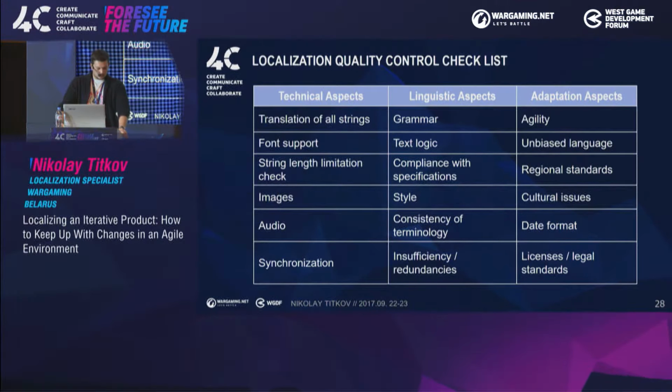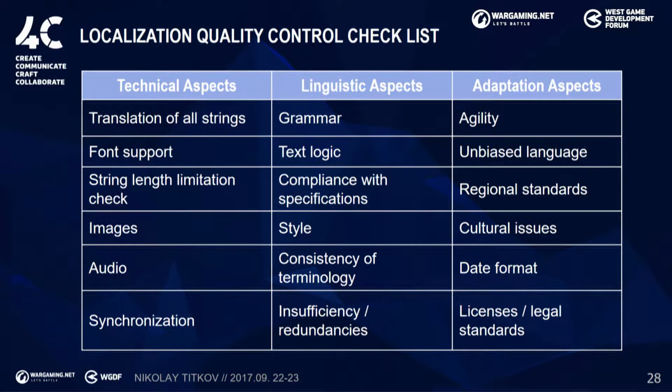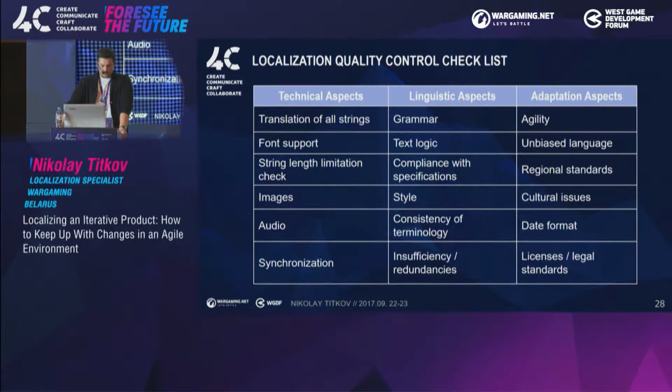As I already said, localization QA is a bit different from the functional one, at least because they have to bear in mind three aspects of localization quality: technical, linguistic and adaptation aspect. All the issues they have to deal with right before you. So basically, every technical aspect brings a linguistic aspect and adaptation aspect after it.